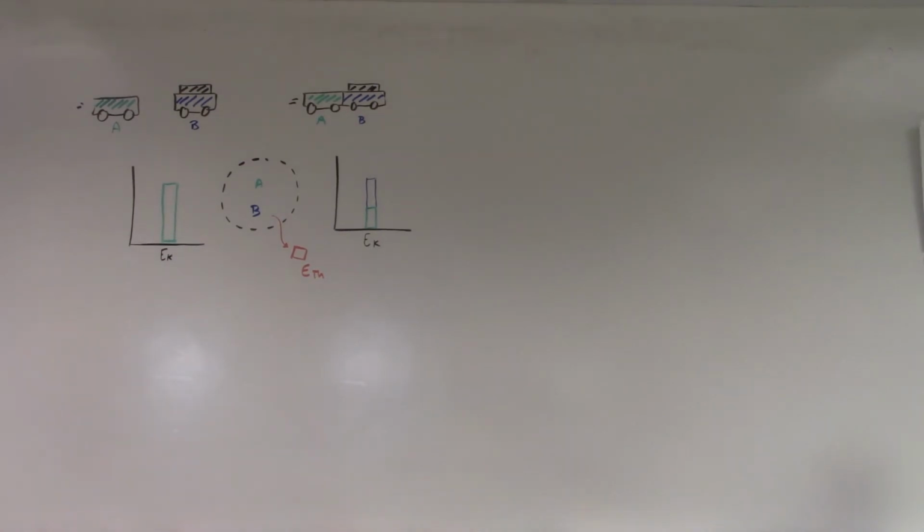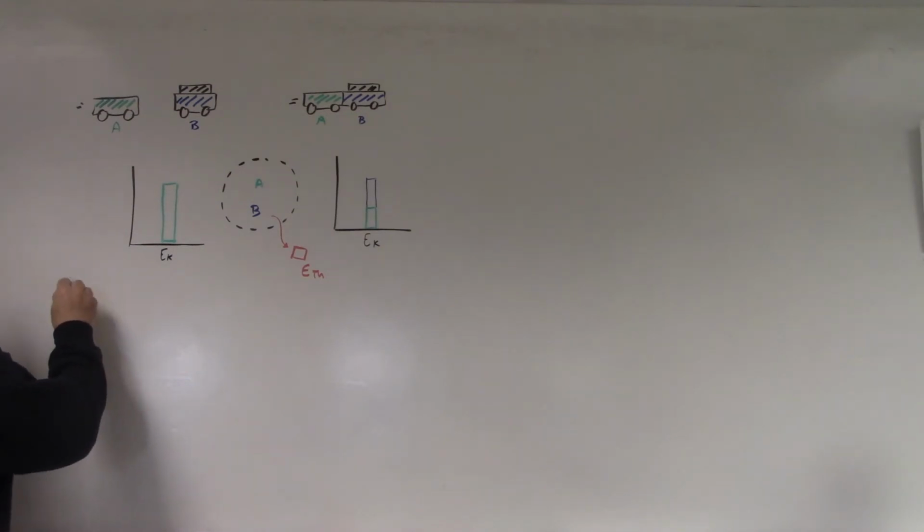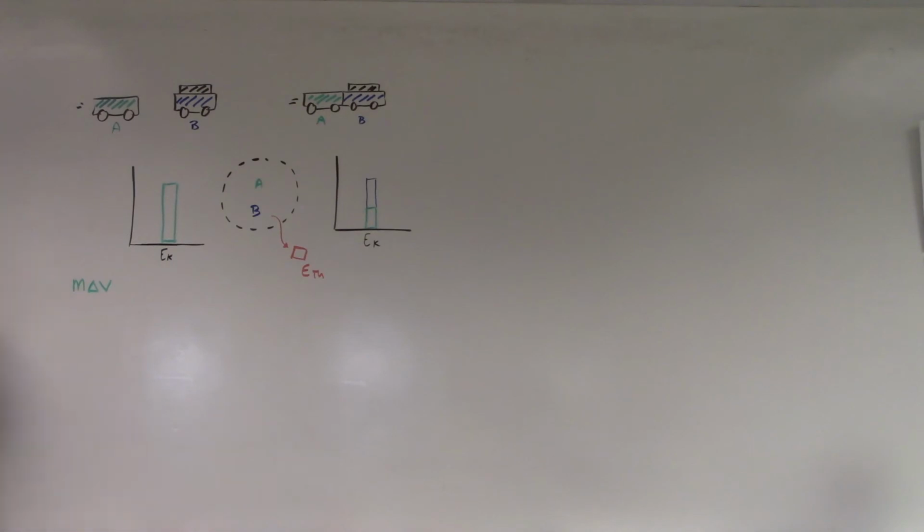But I wanted you to do something else yesterday, and we're going to do that today also. You ready? I want you to calculate something. Now, the reason for it will be obvious later, but I want you to understand it now. You're going to do an M delta V for each object. Okay? M delta V for each object.